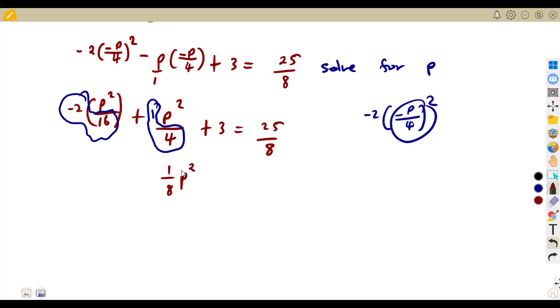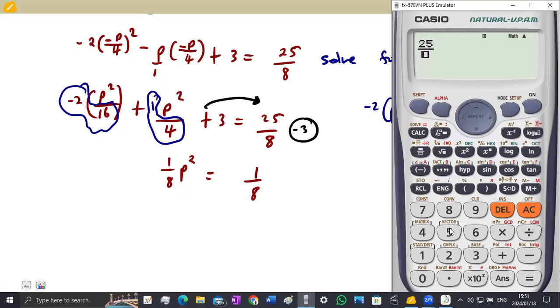Take note. 1 over 8 of p squared. So this is what we're going to have, which is equal to what? We can even transpose the 3 to the other side of the equation. It becomes a negative there. So this is 25 over 8 minus 3, and that is going to give us 1 over 8 if we subtract properly. All right, let me just show you. 25 over 8 minus a 3 like this. This will give us 1 over 8.